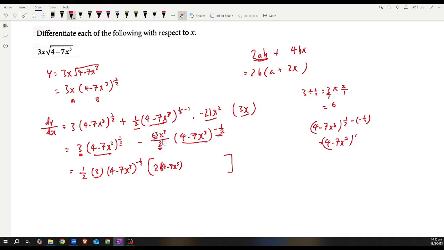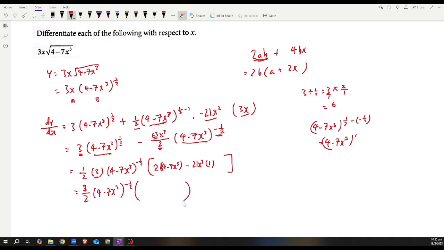Okay, and then for negative 63x cubed over 2, you factorize out 2, it'll be 63x cubed. And then you factorize out 3, it'll be 21x cubed. Right, so you write 21x cubed here. And then 4 minus 7x cubed to the power of negative half, you divide by itself. It becomes 1. Okay, so yeah, that's what you have. And then you simplify from there. Okay, the 3 goes into the numerator when you multiply. And then you have 4 minus 7x cubed to the power of negative half here.